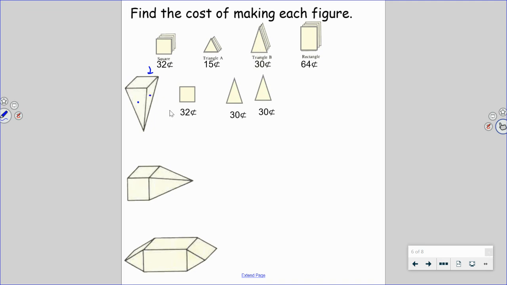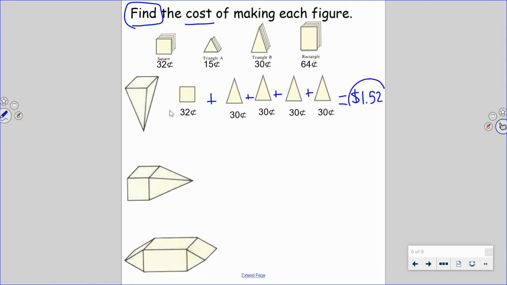Now I also see a large triangle on the right, and then naturally there would be a large triangle on the left. So one square and 4 of the long elongated triangles. In order to find the total cost of making the shape, we would have to add up all of these quantities. If we added up 32 cents and 4 30-cent triangles, we would find a total cost of $1.52.